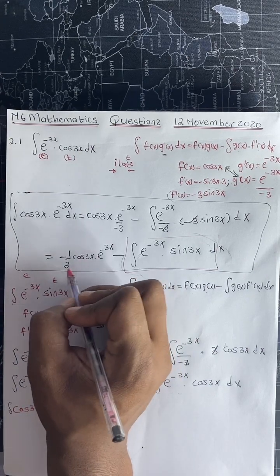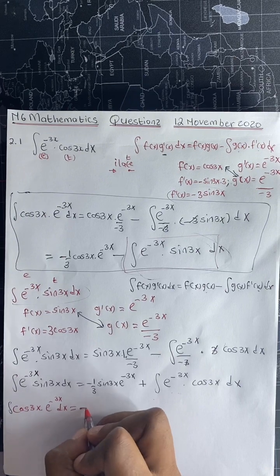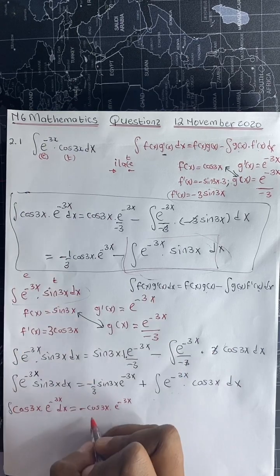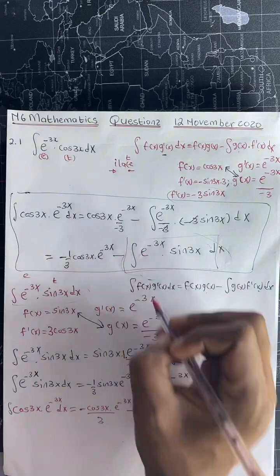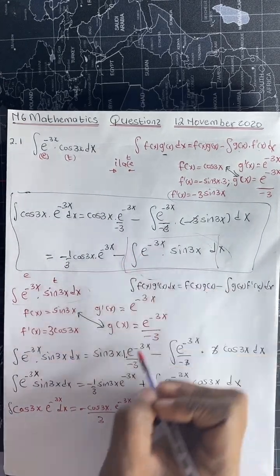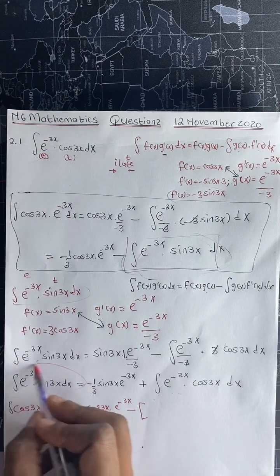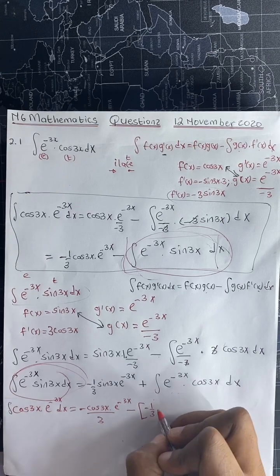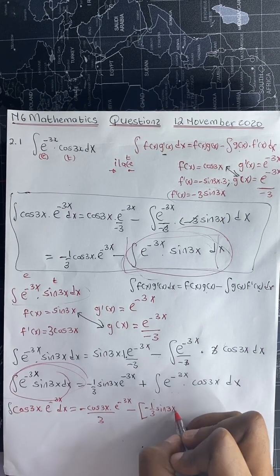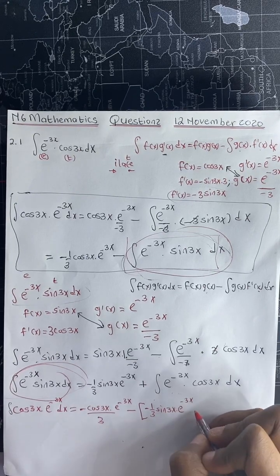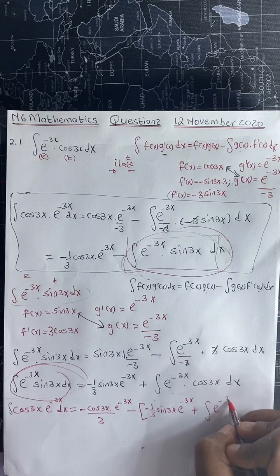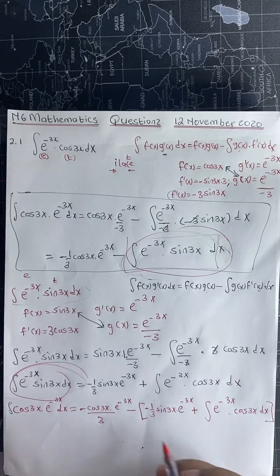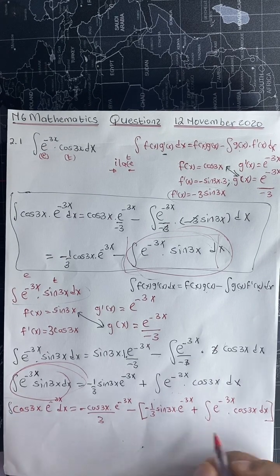We said this is equal to negative 1 over 3 cos 3x e to the power negative 3x, minus the integral of e to the power negative 3x times sin 3x, which we determined as negative 1 over 3 sin 3x e to the power negative 3x plus the integral of e to the power negative 3x multiplied by cos 3x dx. So this negative will multiply throughout inside the parentheses.